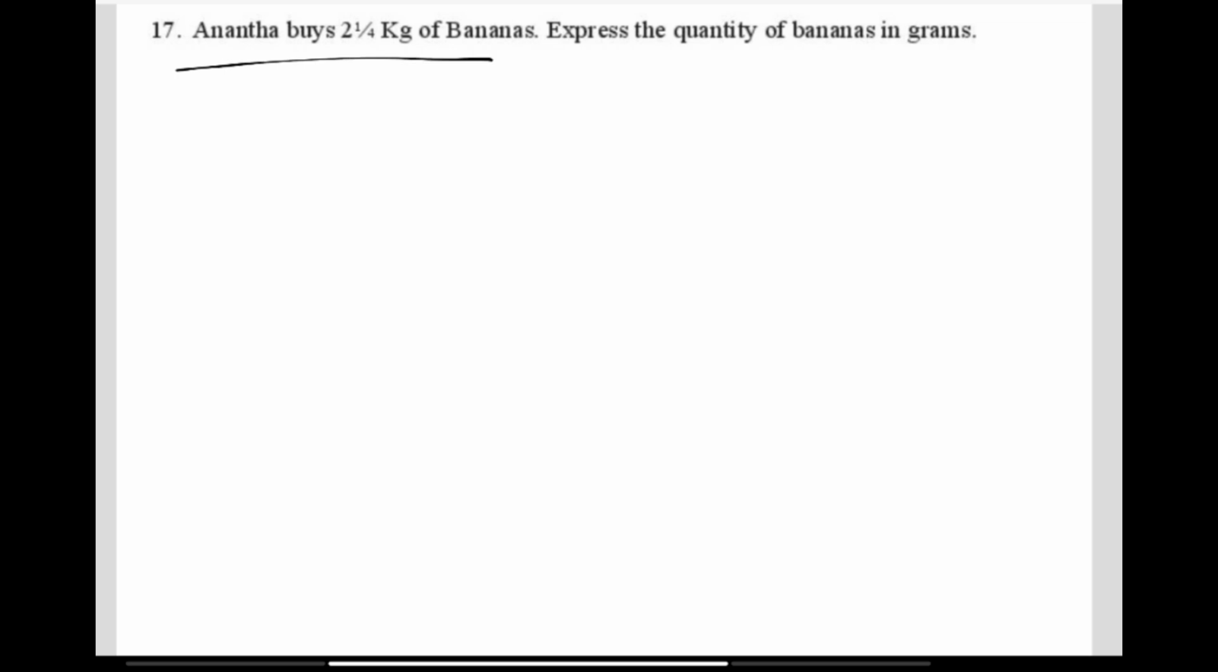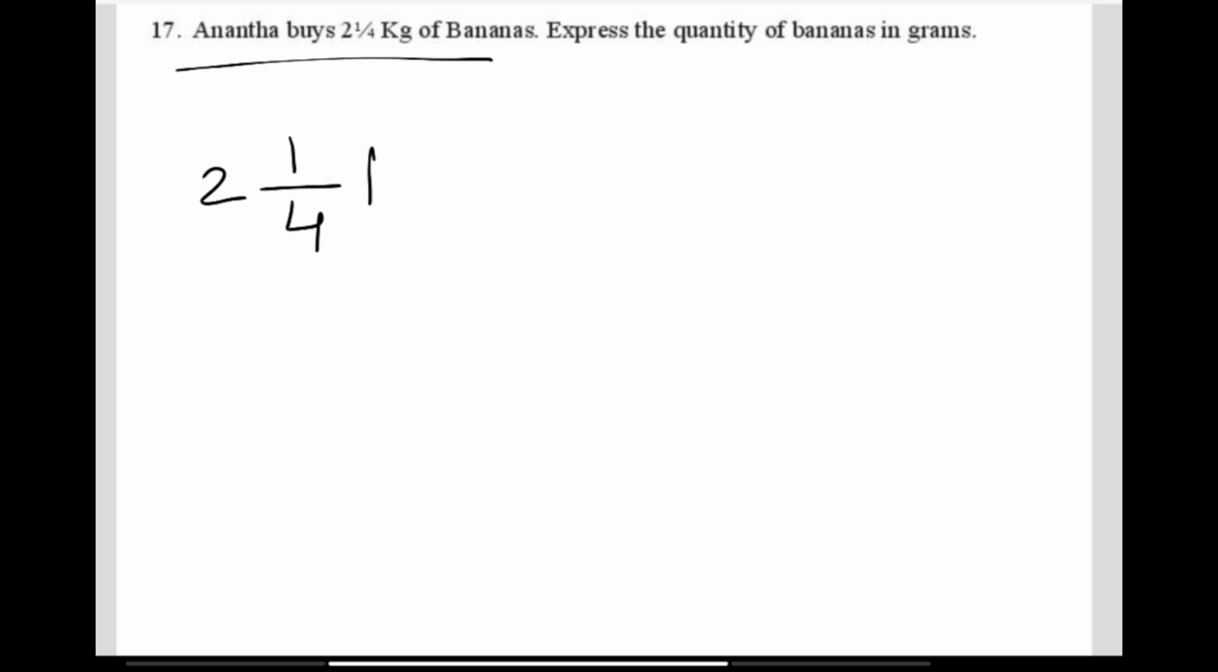Ananta buys 2 1/4 kg of bananas. Express the quantity of bananas in gram. Okay, so let us do it here. We'll write this one here first. 1 by 4 kg. Okay, it is in the kg form.